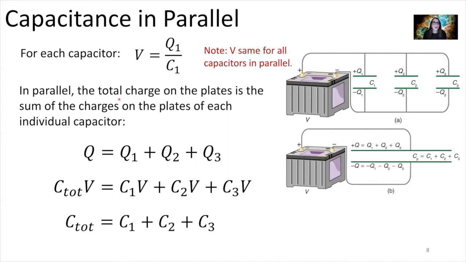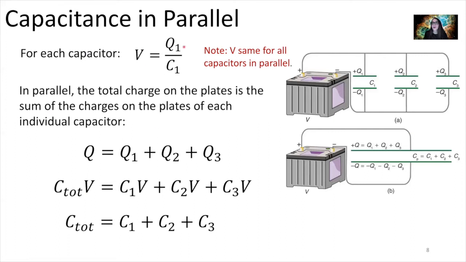So in parallel, the total charge on the plates is the sum of the charges on the plates of each individual capacitor. So the total charge on this big capacitor that we could replace all these individual capacitors with equals the charge on capacitor 1 plus the charge on capacitor 2 plus the charge on capacitor 3.